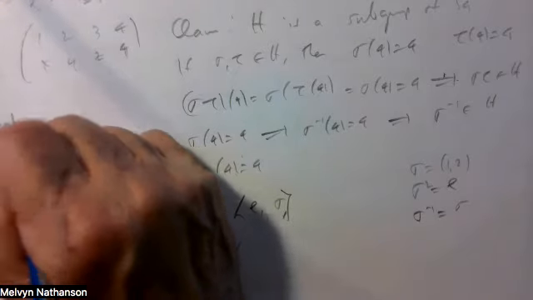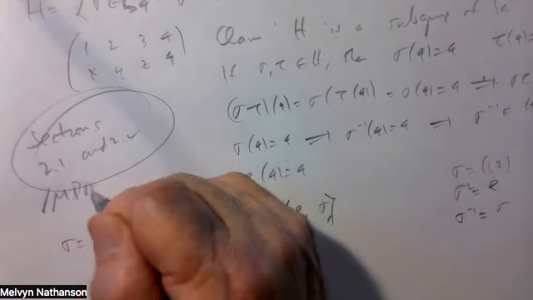So what we've been talking about today are sections 2.1 and 2.2 in the text. And these are really very important.